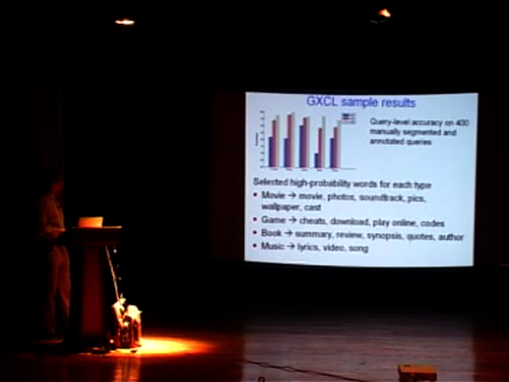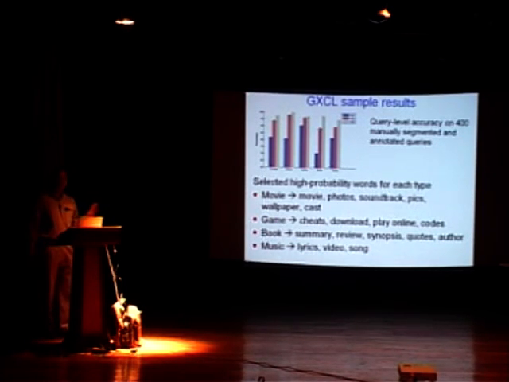If the type is movie, then you might want to get photos or soundtrack or pictures or wallpaper or cast. If your target type is a game, then you might want cheats or downloads or play online. If it's a book, you want a summary or reviews or synopsis. If it's music, you want lyrics or video or something. So if you have this precompiled structure of what you want to do with each type of thing, and you mention an entity with some context, it becomes much easier to understand what your query is about.